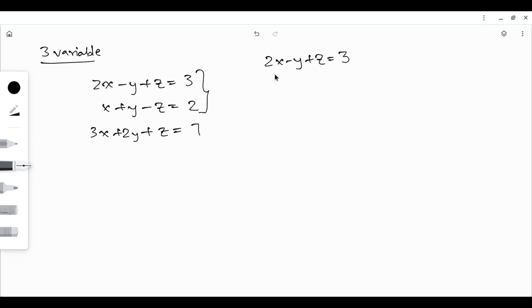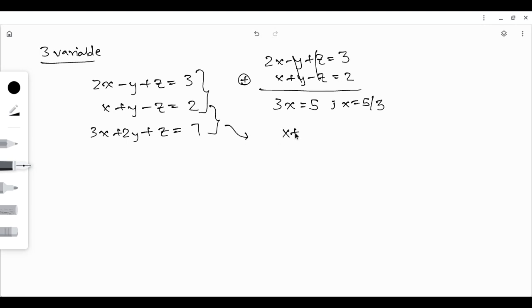And I notice that it's kind of easy to eliminate the z, because if I just add them, if I add all of these, the z gets cancelled and I get 3x, actually the y gets cancelled too, equals 5, giving me x equals 5/3. Now I take these two and I rewrite them. I have x plus y minus z equals 2, 3x plus 2y plus z equals 7. I add them, these get cancelled, and I get 4x plus 3y equals 9.